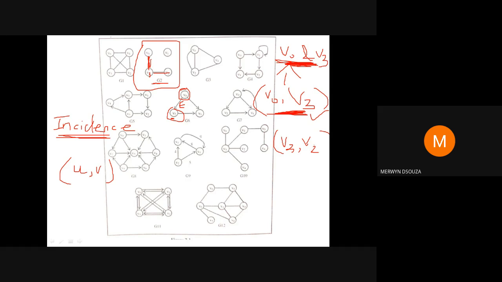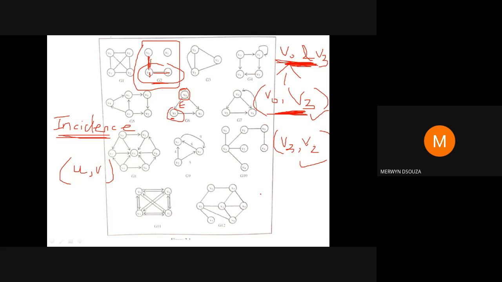If I ask you which is the incident edge on vertices v2 and v3, again you would check the edges and find all the edges which contain the vertices v3 and v2, and I would take that edge. In this case, there is just one edge which contains both the vertices.